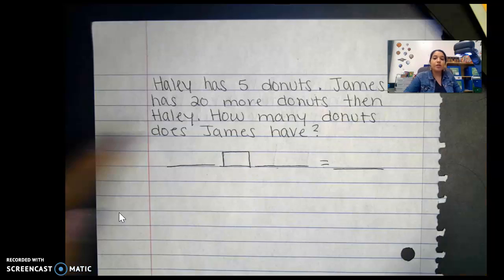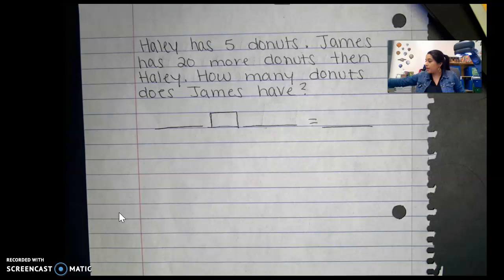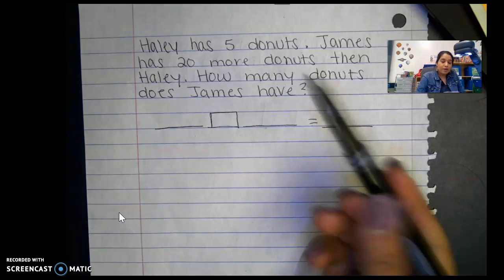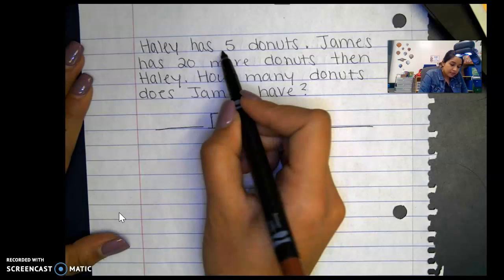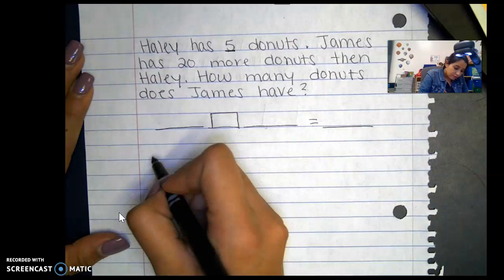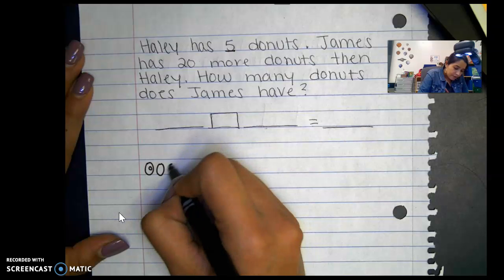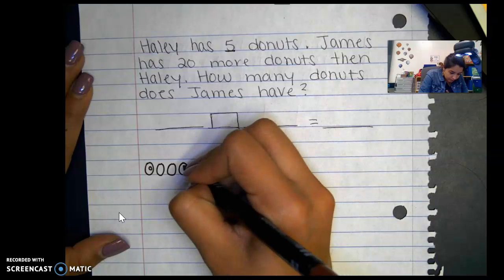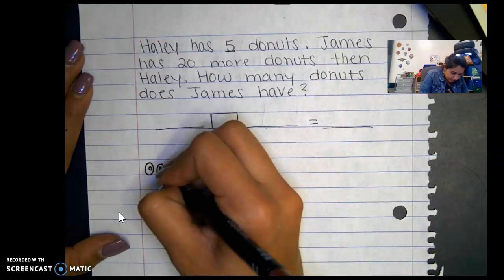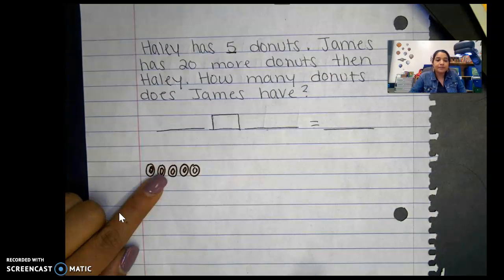Okay, so let's go ahead and draw out our word problem. I'm going to just use a brown marker for donuts. It says Haley has 5 donuts, so I'm going to draw 5 donuts. 1, 2, 3, 4, 5. I'm just drawing the donuts. Okay, so I have 5 little donuts.